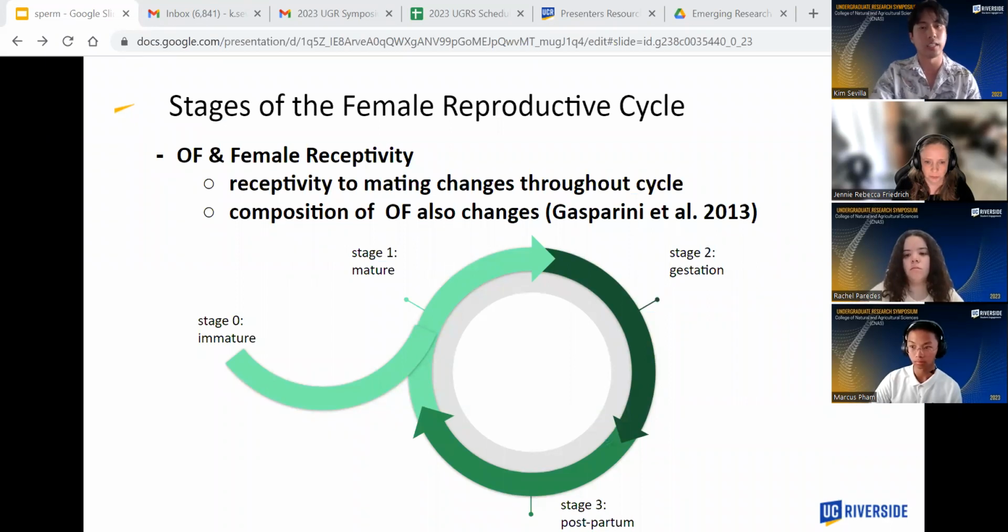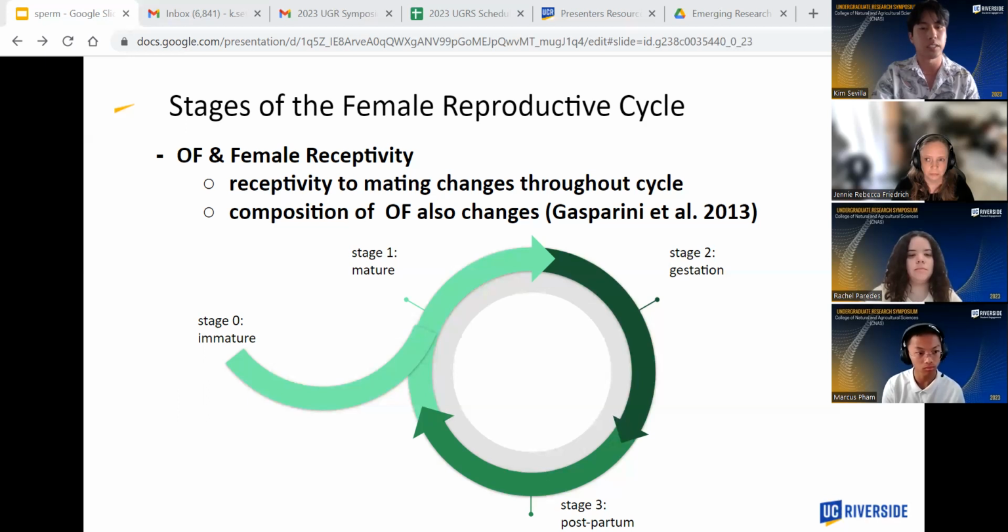So for context on the female reproductive cycle, this is a diagram I made that represents the female reproductive cycle as having three distinct stages that are also associated with female receptivity to mating. At the immature stage, females are unreceptive until they reach sexual maturity at around 2 months. Once mature, females are receptive and remain so until she gets pregnant and undergoes gestation. At gestation, females are typically unreceptive for about 25 days due to being pregnant. And then once postpartum is reached, the female is unreceptive for about 2 to 6 days, or until she has recovered from the stress of giving birth. And then the cycle continues.